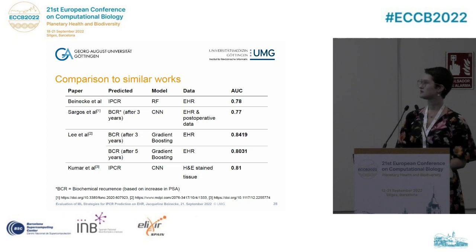And Kumar et al. also did imaging confirmed recurrence, but on H&E stained tissue, and also used a convolutional neural network, and they achieved an AUC of 81. So we are right in there with our performance.